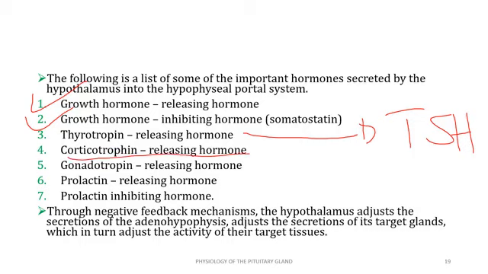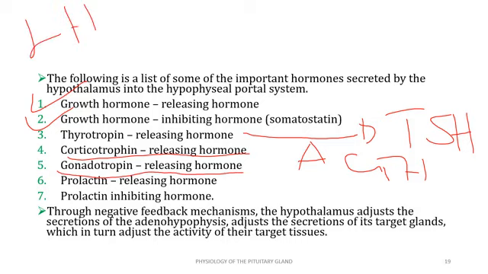We have corticotropin releasing hormone. Corticotropin releasing hormone is responsible for stimulating the anterior pituitary to release adrenocorticotropin hormone, which is responsible for stimulating the adrenal gland to produce the adrenal hormone. We shall discuss it in detail. We have gonadotropin releasing hormone. This is responsible for stimulating the pituitary to produce luteinizing hormone and follicle-stimulating hormone, sometimes known as gonadotropic hormones.